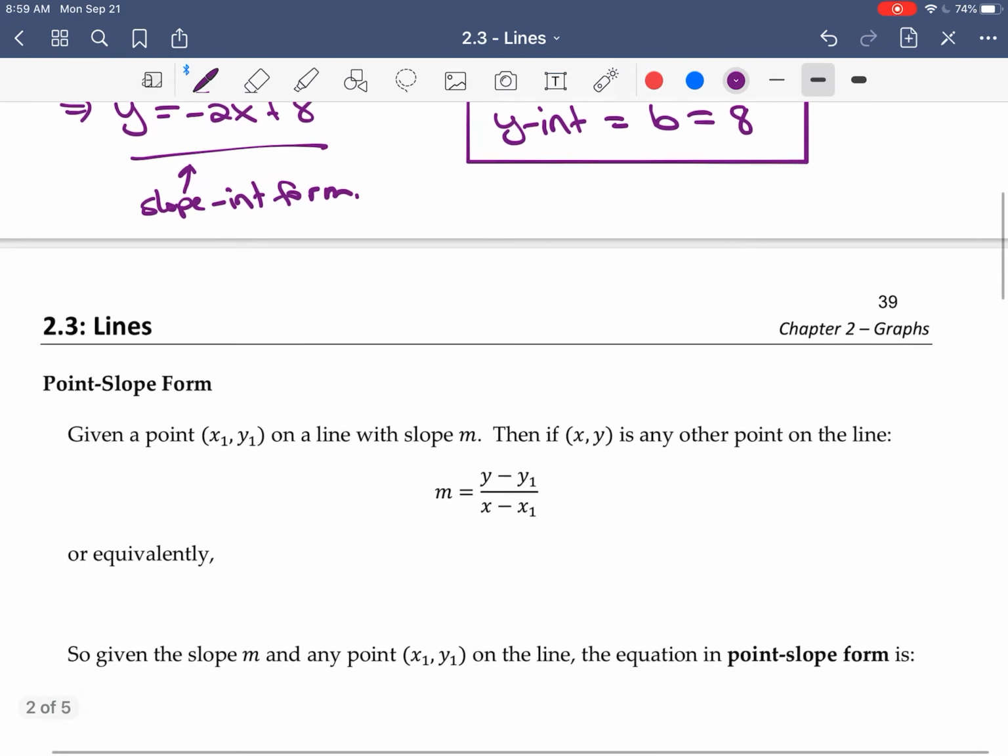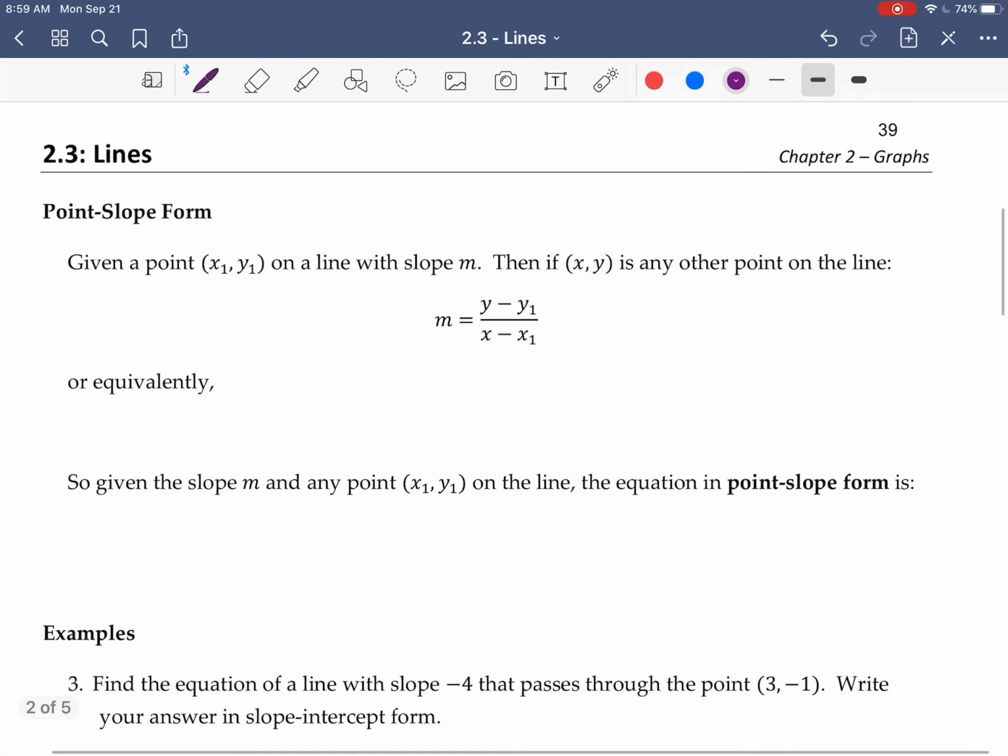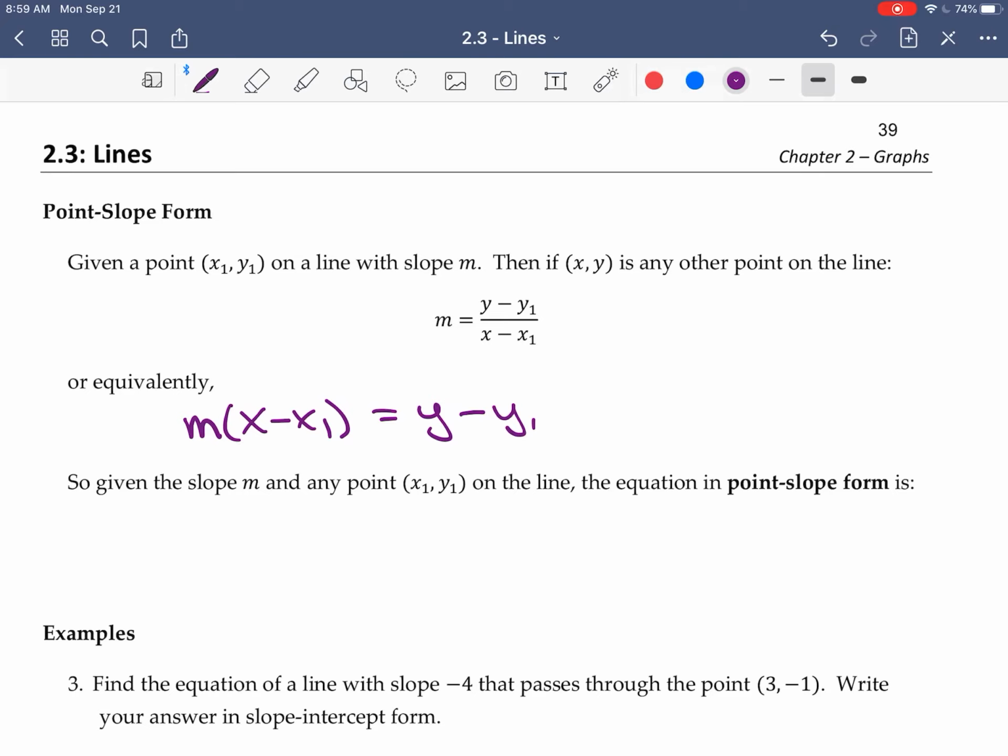Okay, so another form that we often use is called point-slope form. So sometimes when you're coming up with the equation of the line, you have the slope and a point that's not the y-intercept. So given a point x1, y1 on the line with slope m, if we have x, y as another point on the line, then obviously this equation is satisfied. This is the slope of that line. Now if I rearrange this equation, I could multiply by x minus x1 on both sides. So that gives me m times x minus x1 should be equal to y minus y1.